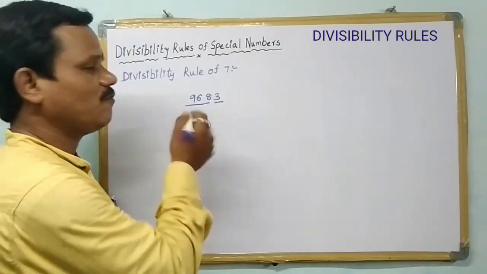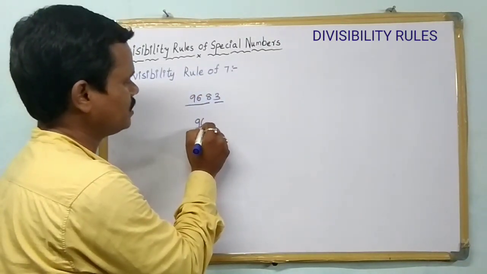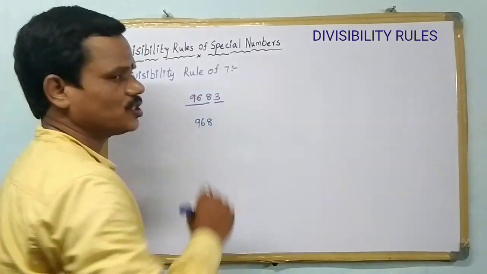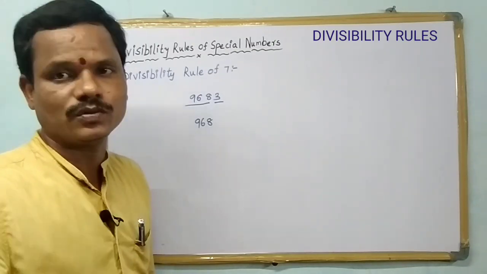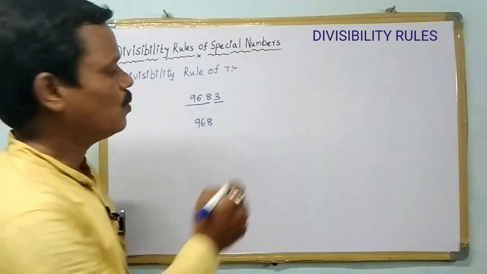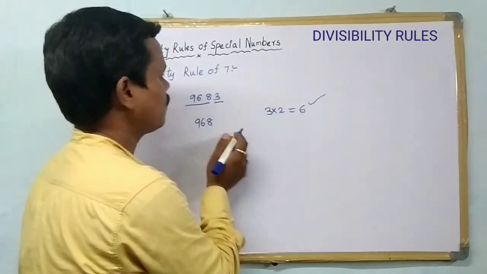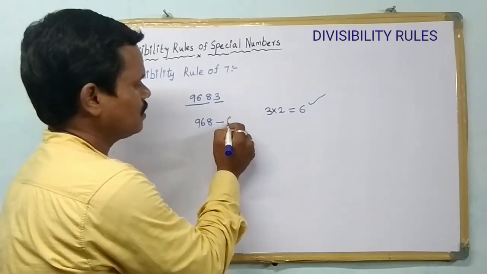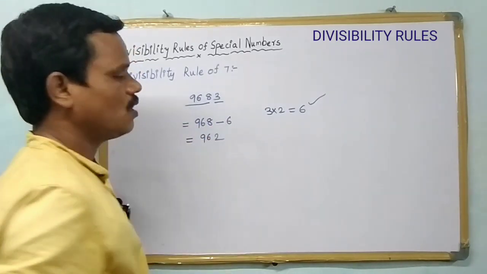Now step 1 is over. What is step 2? Write the second part as it is, 968. Now multiply the first part by 2. The unit digit is 3. Multiplying it by 2 means 3 into 2, 6. Subtract 6 from the second part. Now what is the resultant value? 962.